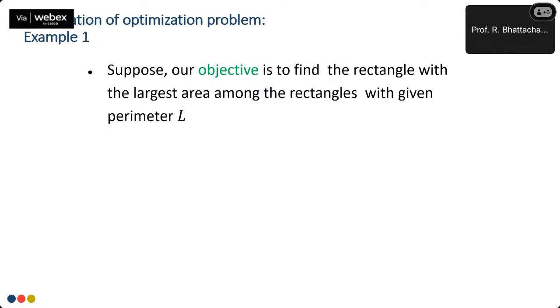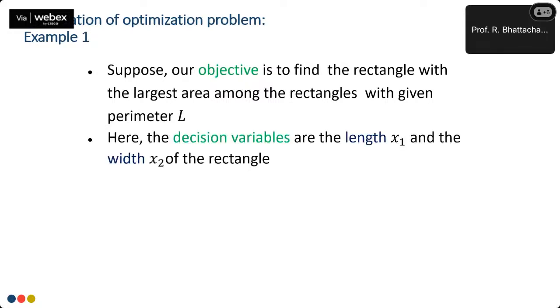So we have a constraint on the perimeter L, and our objective is to find, we know the shape is a rectangle, the rectangle whose area is maximum. So here our decision variables are the length x1 and the width x2 of the rectangle. We can play with these decision variables, but we have a constraint of L, so we have to choose x1 and x2 in such a way that this perimeter L is satisfied.